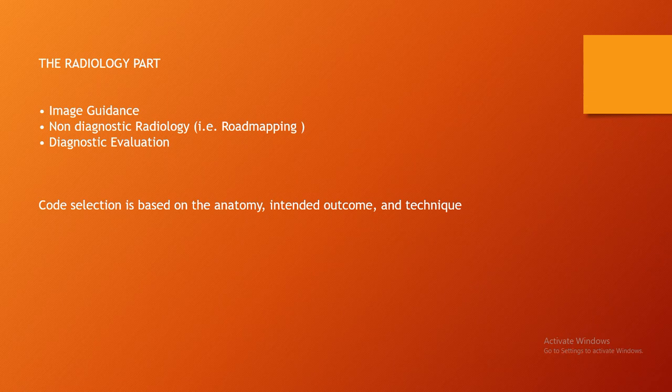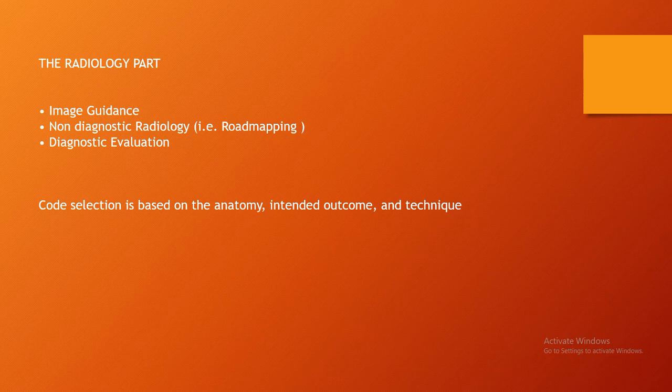Okay, why will the physician use radiology here? For imaging guidance, as most of the 30,000 series codes are used for arteries and veins. Correct? It is not possible for the physician to see those arteries and veins with the naked eye. So that is the reason he will use radiology for imaging guidance, for road mapping, as well as diagnostic evaluation, as we have seen previously.